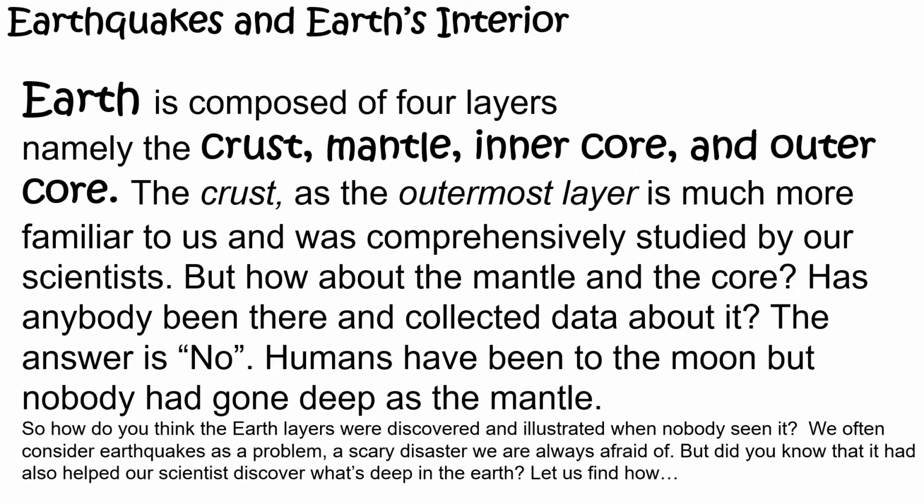We have to know first that the Earth is composed of 4 layers. Namely, we have the crust, the mantle, the inner core, and the outer core. First we have to discuss the crust. The crust is the outermost layer, which is much more familiar to us and was comprehensively studied by our scientists. But how about the mantle and the core?